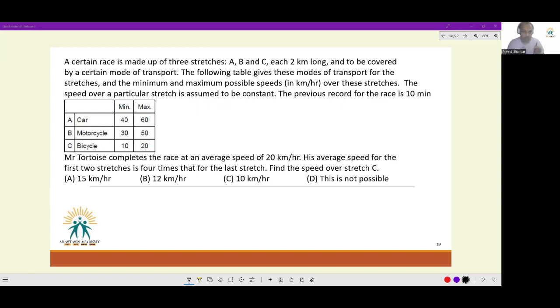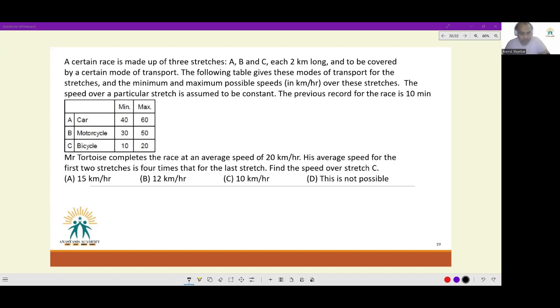So if you travel at a speed of 40, you will continue to travel at a speed of 40. You don't change it. Now, mentioning the fact that the speed remains constant over a particular stretch is actually a redundant piece of information, because in the TSD world, at least for academic purposes or for question solving purposes in the CAT world, this assumption is already valid. Speed does not change over a particular stretch.